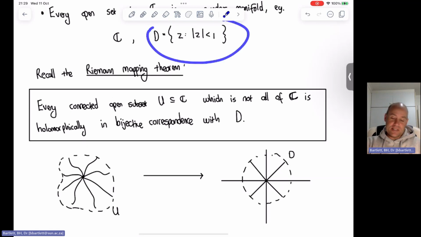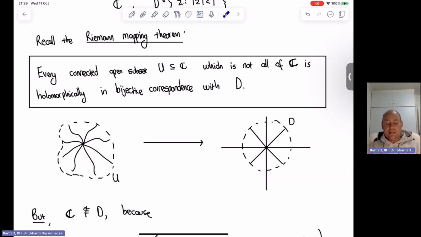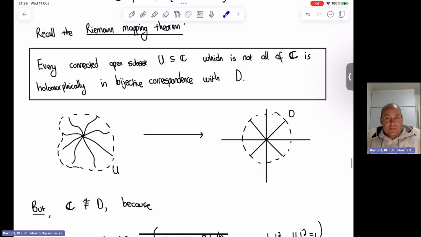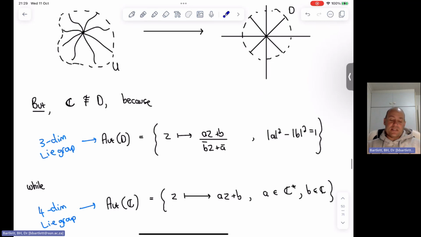However, the unit disk itself is not isomorphic as a complex manifold to the complex numbers. Why? Well, it takes a little bit of work, but one way to check that these are not the same is because you can compute their automorphisms. In other words, holomorphic bijections from these spaces to themselves.